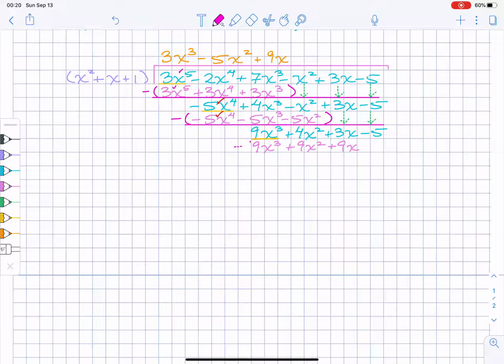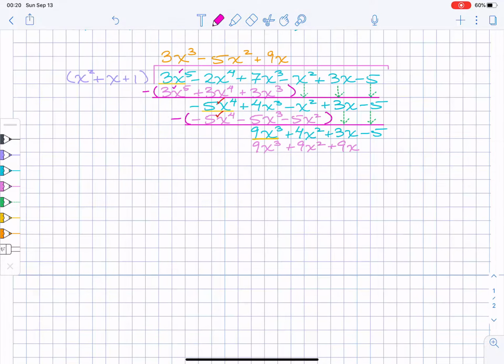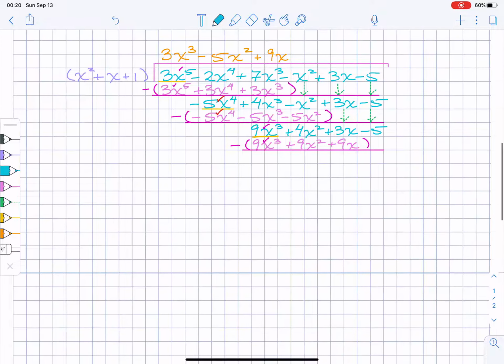Okay, so we're going to subtract this. So 9x cubed minus 9x cubed goes away, that's good. 4x squared minus 9x squared will be negative 5x squared. And then 3x minus 9x will be negative 6x. And then we are just going to drop down the negative 5. So minus 5. And we start again.